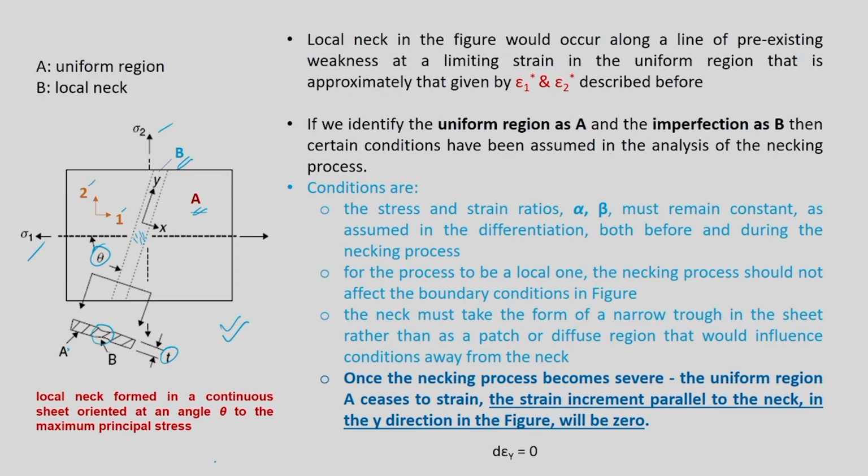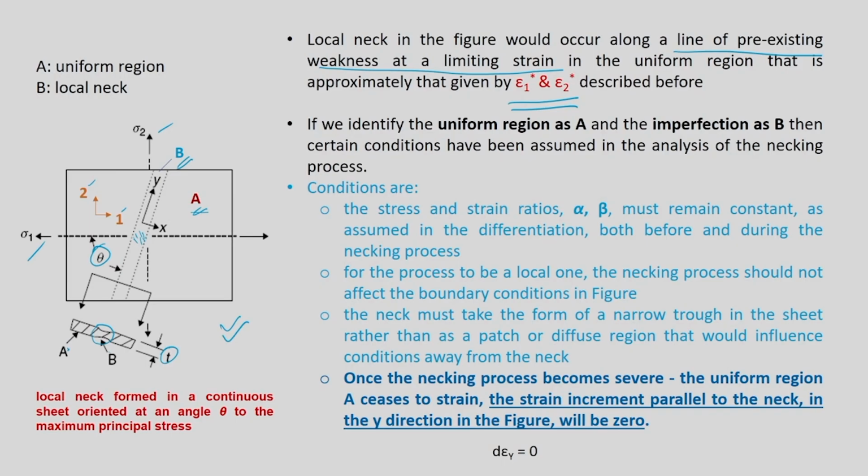First one is what we are saying is local neck as shown in this figure would occur along a line of pre-existing weakness at a limit strain, in the uniform region that is approximately given by epsilon 1 star and 2 star, which is described before. Okay, what does that mean?